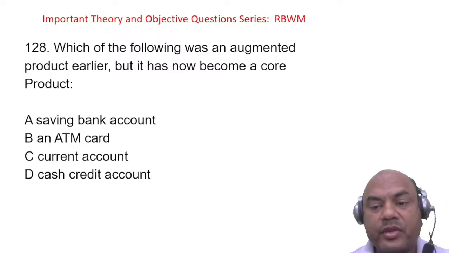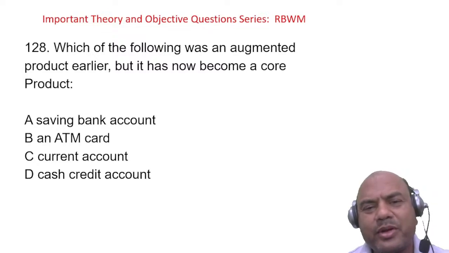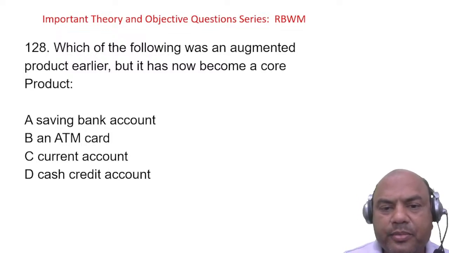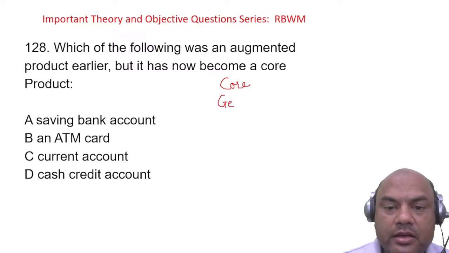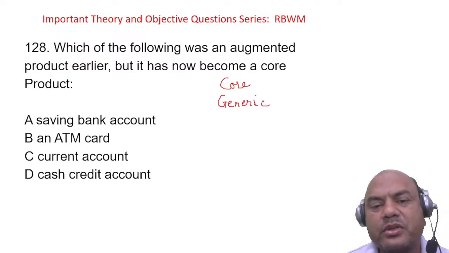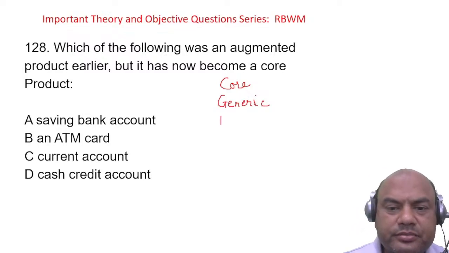We have core. In fact, we have two more in between, but we generally don't talk of them. Okay, I'll give you the sequence. The sequence is like this: core, then afterwards the core product becomes generic. There is one more in between, but we generally focus on core, augmented, and potential. Then expected.